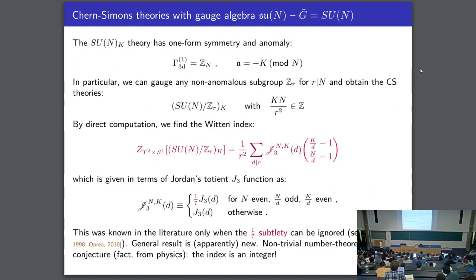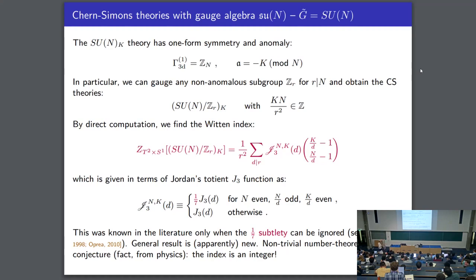Okay, so now, this SU(N)_K Chern-Simons theory has a Z_N one-form symmetry with the anomaly, which is minus K mod N. Then we can gauge any non-anomalous subgroup Z_R, where R is a divisor of N. And then you would obtain this SU(N)/Z_R theory. This is just the condition for this to exist. And then by direct computation, we apply the formalism, and you find this very compact formula, for instance, for the index T2 times S1, the ordinary Witten index of this theory.